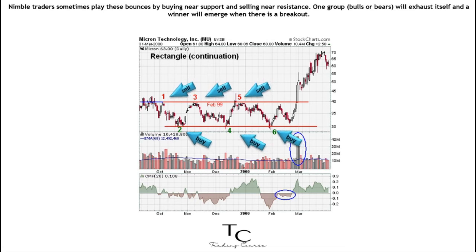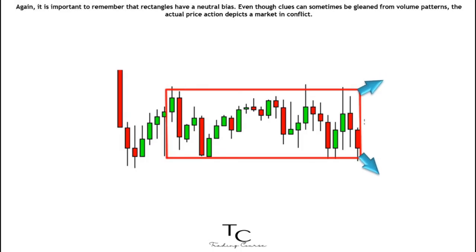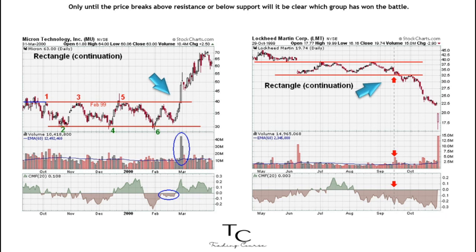Nimble traders sometimes play these bounces by buying near support and selling near resistance. One group, bulls or bears, will exhaust itself and a winner will emerge when there is a breakout. Again, it is important to remember that rectangles have a neutral bias. Even though clues can sometimes be gleaned from volume patterns, the actual price action depicts a market in conflict. Only when the price breaks above resistance or below support will it be clear which group has won the battle.